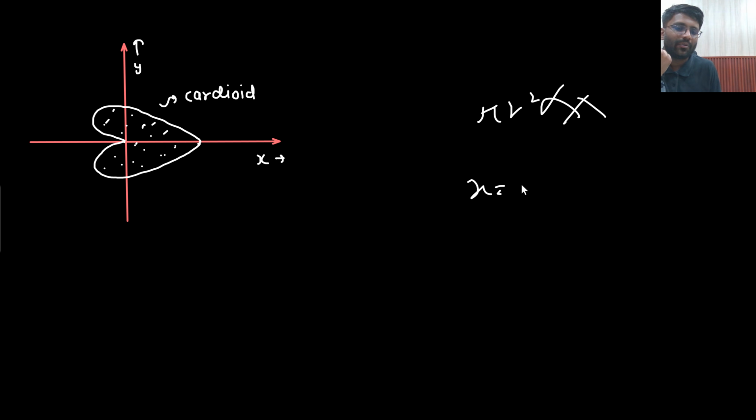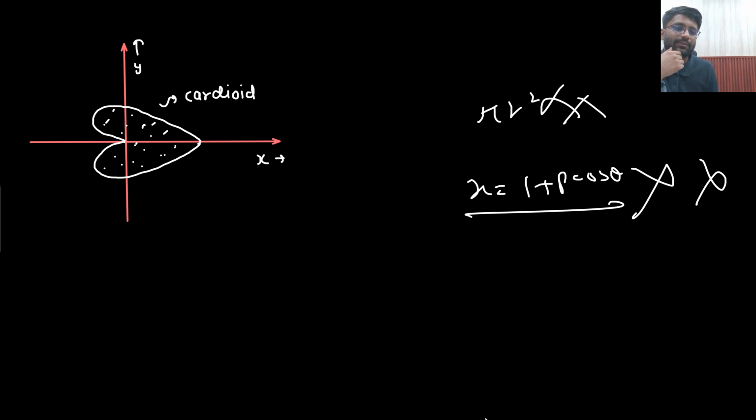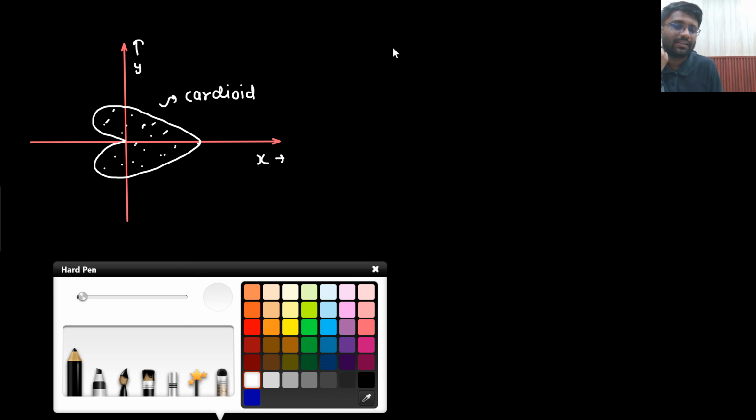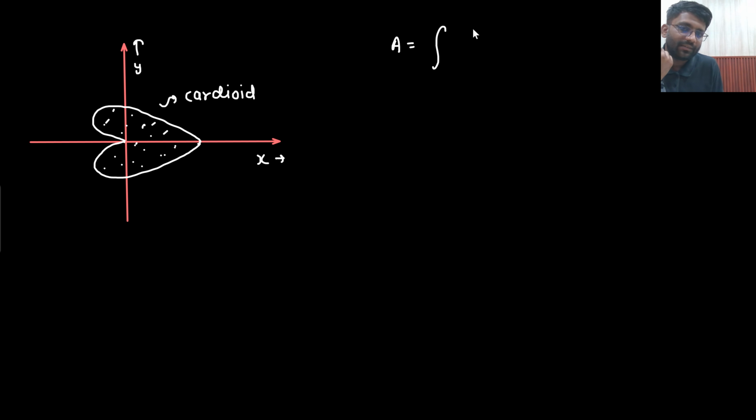Sir, this time I will put x equals 1 plus p cos theta, y equals 1 plus p sin theta. Do you have this method? This will also not work. Why is that so? Because there is no center. So only one method will work here. What is that method? Sir, area will be nothing but r dr d theta.